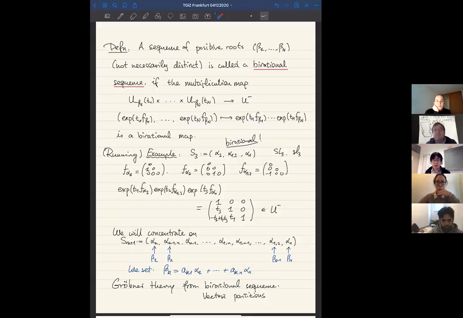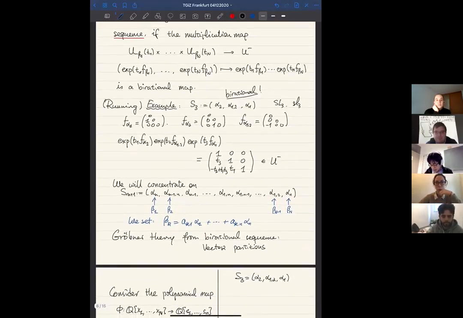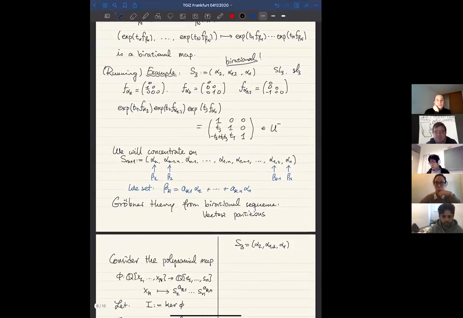And now the next step is I want to associate a Grobner theory to this birational sequence. And this will give us the cone C. And what is the Grobner theory? This is the Grobner theory from vector partitions. So I think you all know this topic, so I will only explain you the construction. So for the vector partitions, I will consider vector partition associated to these vectors, beta 1 to beta n.